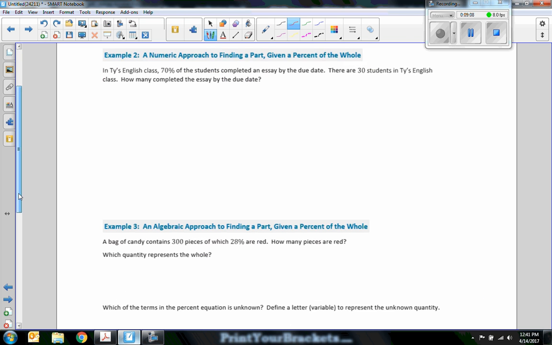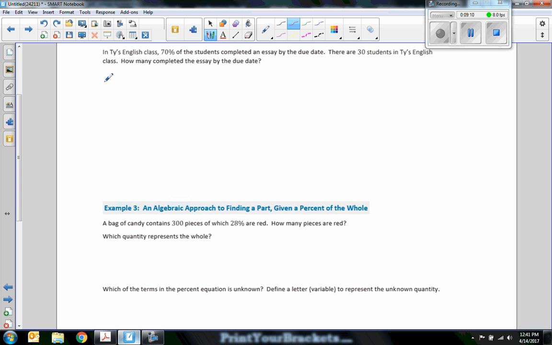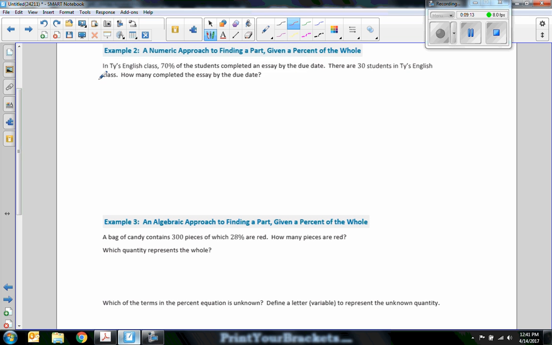Example 2. In Ty's English class, 70% of the students completed an essay by the due date. There's my percent. There are 30 students in Ty's English class. What's my total? How many completed the essay by the due date? That is my part. So I'm going to write a formula. Okay, always write the formula. Part over whole equals percent over 100.